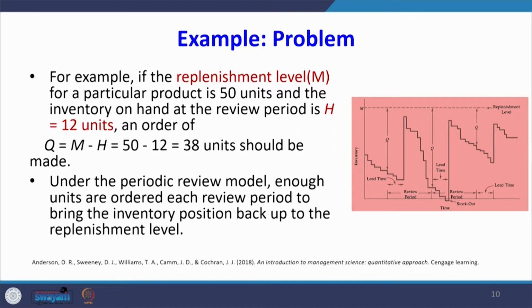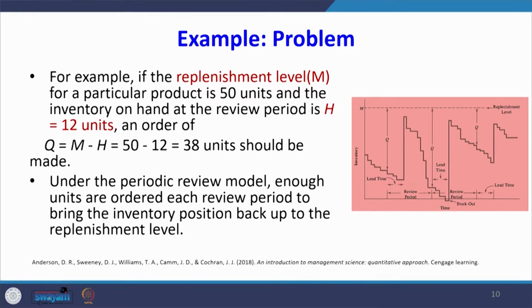For example, if the replenishment level for a product is say 50 units and the inventory on hand at the review period is say 12 units, then what will be the order quantity? The order quantity Q equals M minus H. What is M? 50, that is the replenishment level, minus H, which is 12. So, 50 minus 12, 38 units should be ordered, so that you can reach your replenishment level.